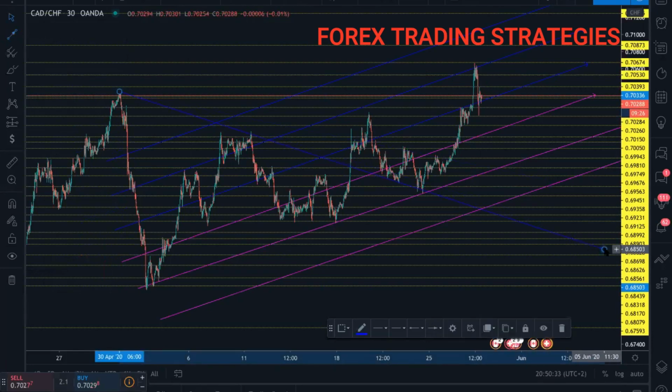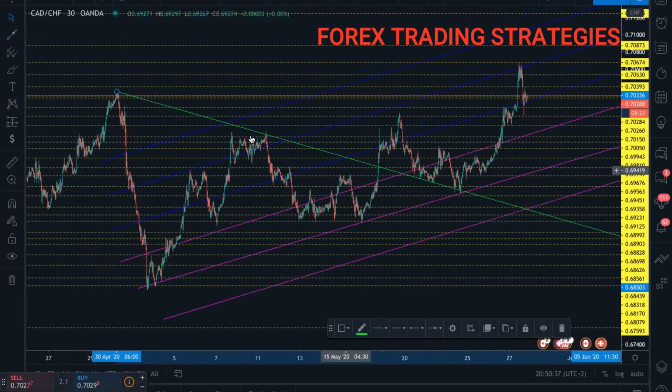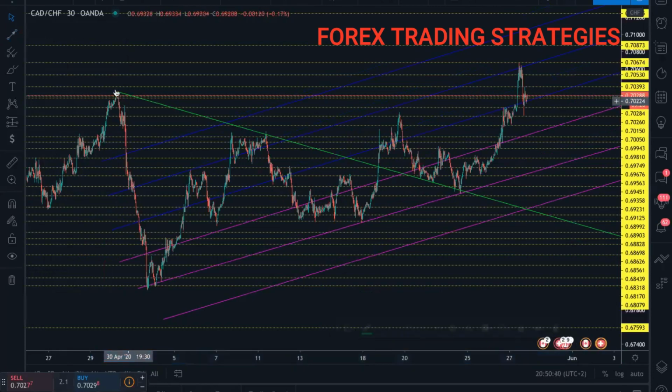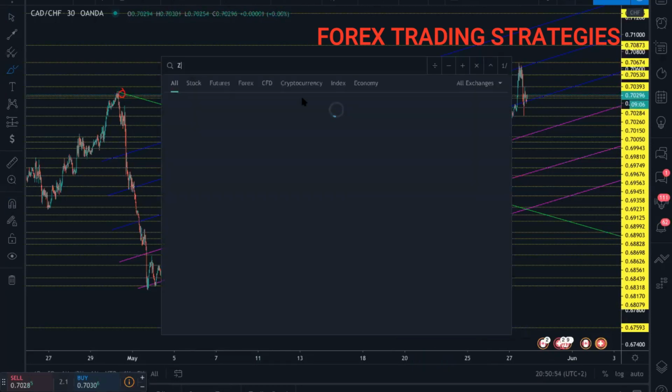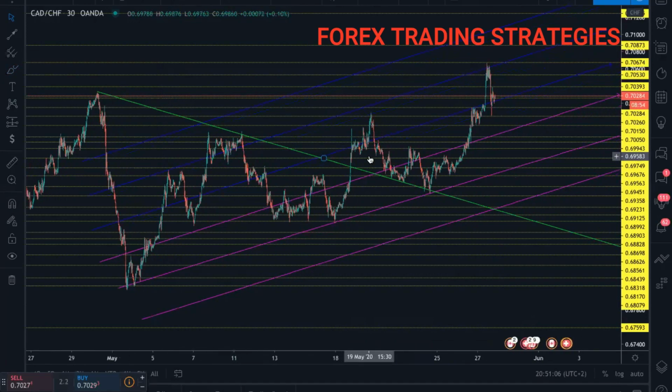Because this is the most recent point from which the market started going down. And you can see that: 1, 2, 3, 4. The market is respecting that. So it means that is a good channel.